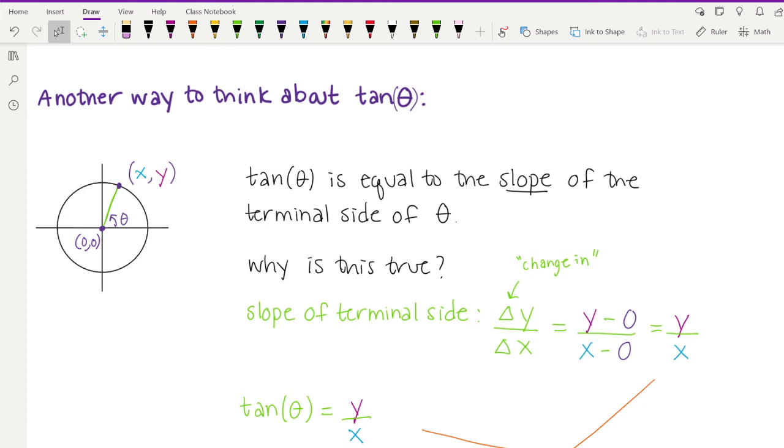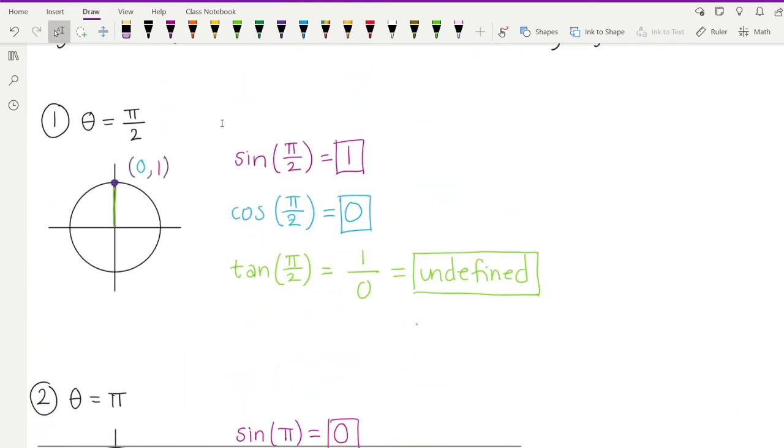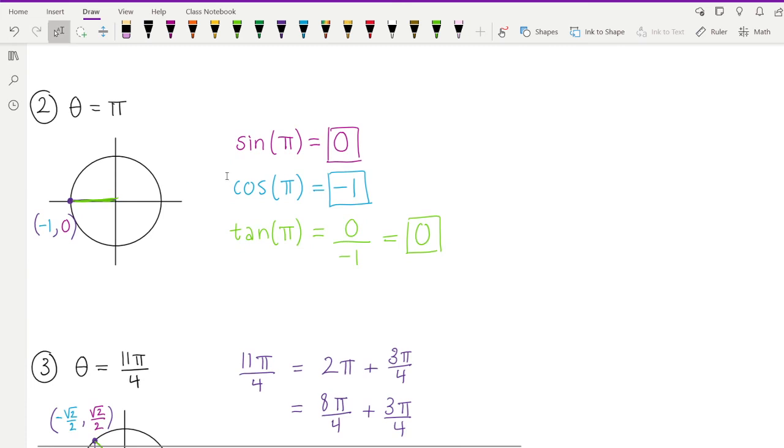So this is not the most useful way to calculate tangent, because you might not be able to just eyeball the slope and see what it is. You probably will still need to calculate it. Where this is helpful is in examples like these 3 that we just did. If you have a multiple of pi over 2, your terminal side is either going to be vertical or horizontal. If it's vertical, you can quickly eyeball it and say, oh, a vertical line has undefined slope, and so tangent must be undefined. And if your terminal side is horizontal, we know that a horizontal line has a slope of 0, and so tangent must be 0.